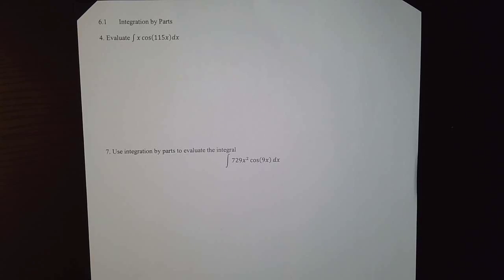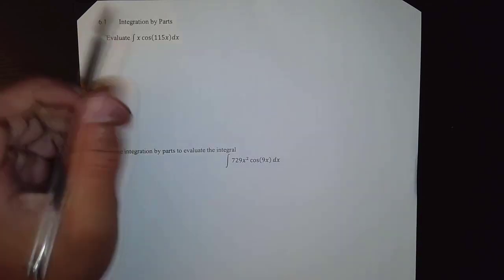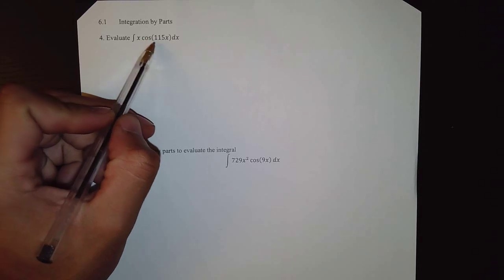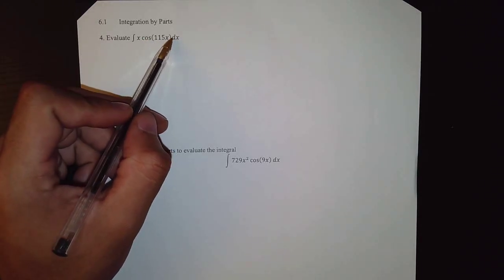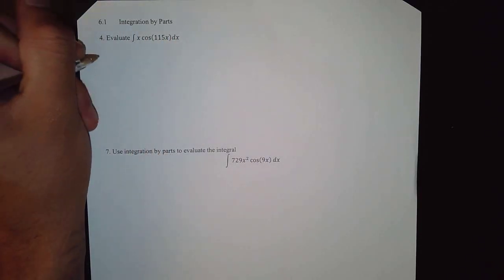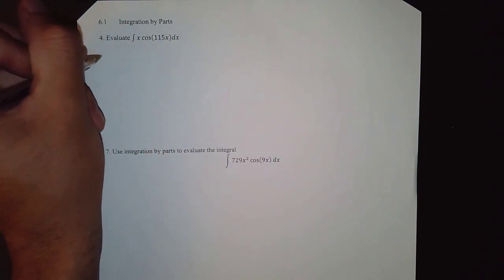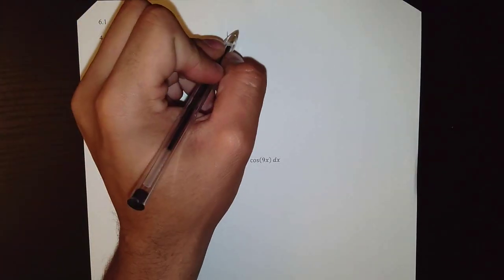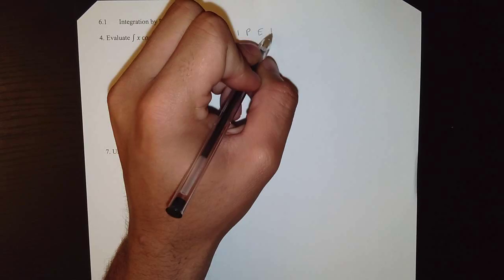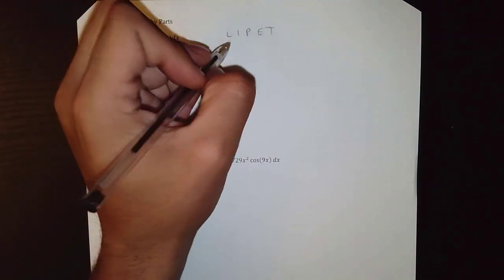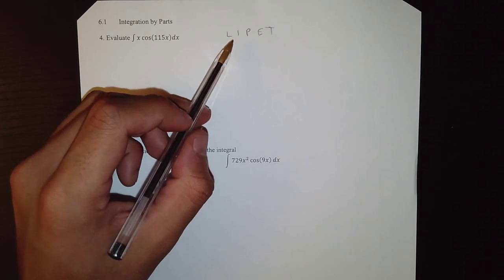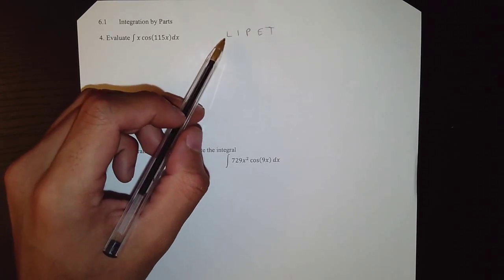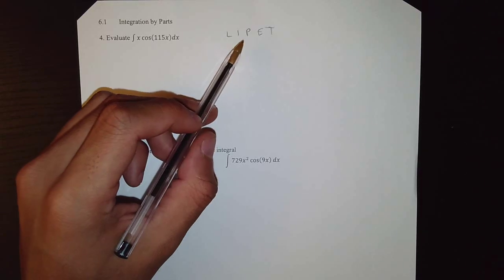Problem number 4 says evaluate the integral of x times cosine of 115x dx. And so we have to use integration by parts. And so we start by looking at our LIPET scale. So this helps us determine which function will equal u first, and then the latter function will be the dv.